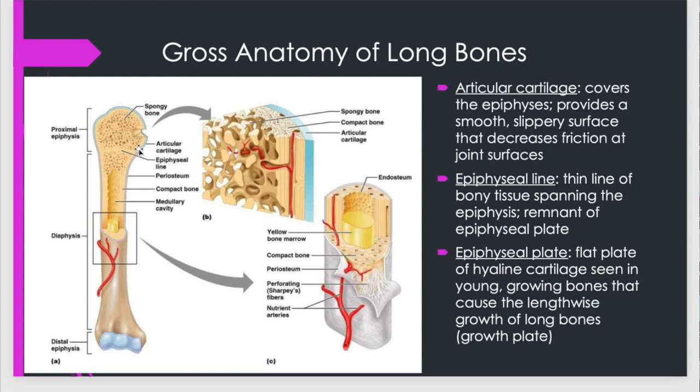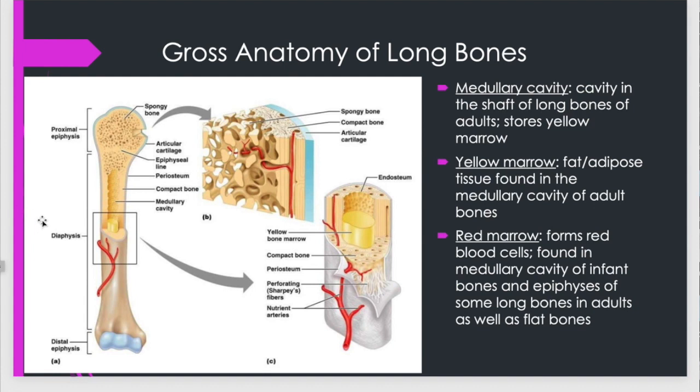Next we have the epiphyseal line, but I'm going to jump ahead to the epiphyseal plate first, and then we'll come back to that. The epiphyseal plate is hyaline cartilage when we're younger, and it allows for the lengthwise growth of our long bones, so it's also called our growth plate. When we are finished growing, it hardens and becomes the epiphyseal line, which is just the remnant of our growth plate.